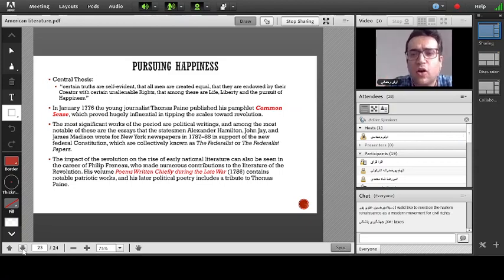What was the central argument in this? The central argument of this Declaration of Independence was that certain truths are self-evident. This is a direct quote.